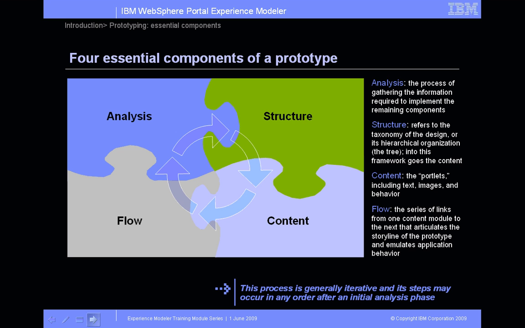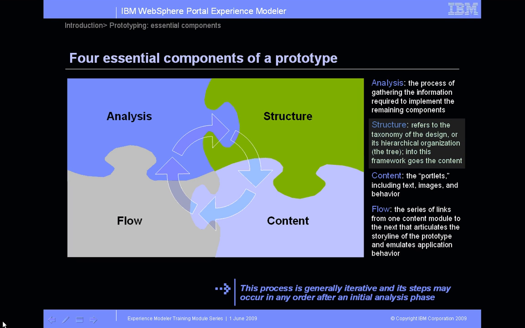And finally, there's the more general topic of the 4 essential components of any application prototype. First, in the upper left in the blue, is the analysis or the planning that goes into your demo. It is arguably the most important step. But after that, we have 3 additional components of a prototype that are nicely separated by the Experience Modeler. Here, these are shown as the structure, content, and the flow.